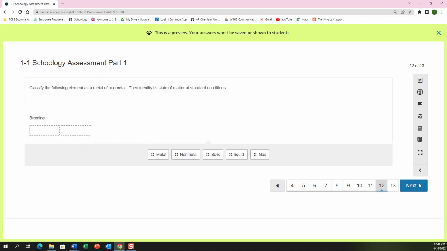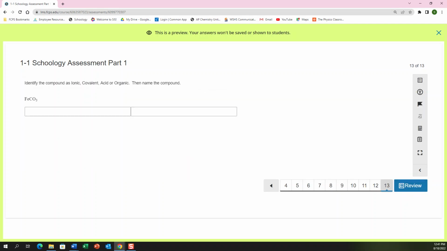And then if we go here, it says classified as a metal or nonmetal. All right, so bromine is a nonmetal. And bromine is one of our special ones. There's only 2 elements on the periodic table that are liquids at standard conditions, and one of them is mercury, and the other one is bromine. Bromine's diatomic, but also a liquid at standard conditions. All right, we'll keep going.